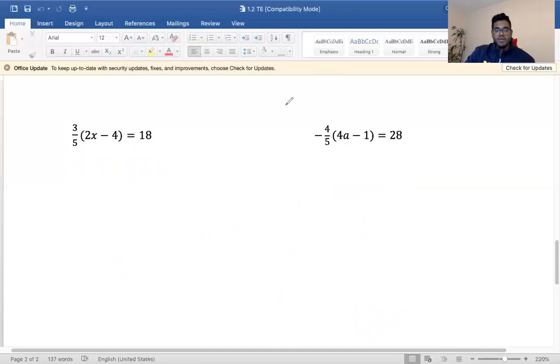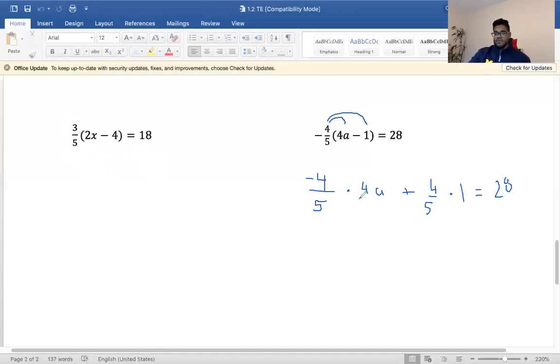Okay. Another way you could look at this is you could distribute this in. You're going to see here in a second why that's a little ugly. Okay, so you have negative 4/5. I think most of you are going to pick the first way, but just in case, times 4a. And then you have a negative times a negative, which turns into a positive. So then you have positive 4/5 times 1. I'll just write it out. Plus 4/5 times 1 equals 28. Okay.